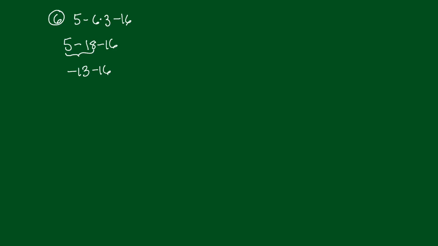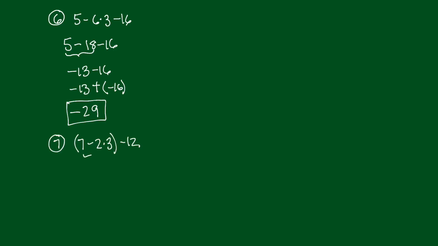Now, technically, this is negative 13. Right, what am I doing? I'm subtracting, so I change subtraction to addition of the opposite. Now, the opposite of 16 is negative 16. So now I'm adding two numbers with the same sign, right? I'm adding two negative numbers, so the result is going to be negative, and 13 and 16 is 29.